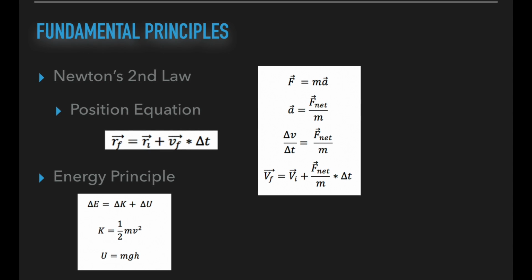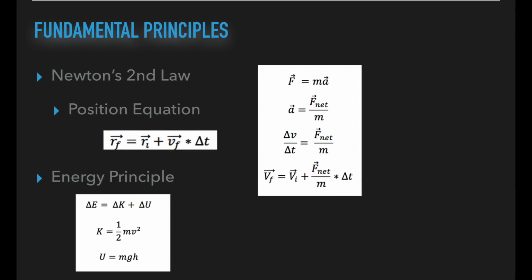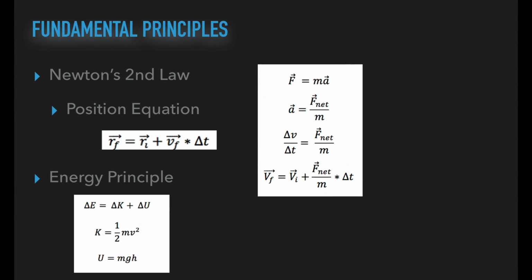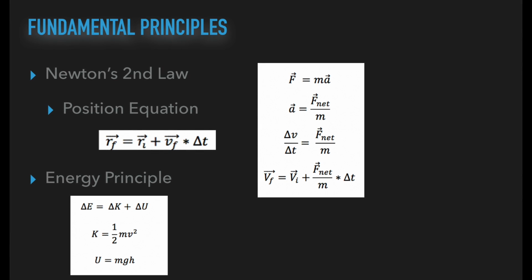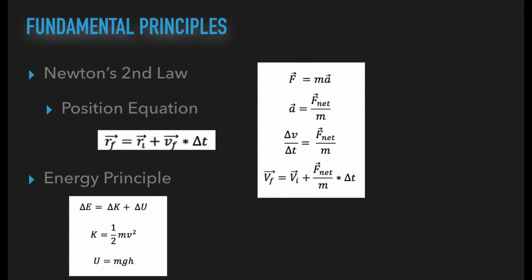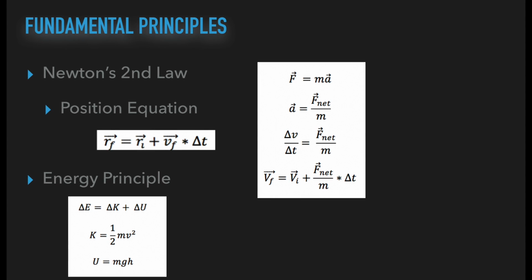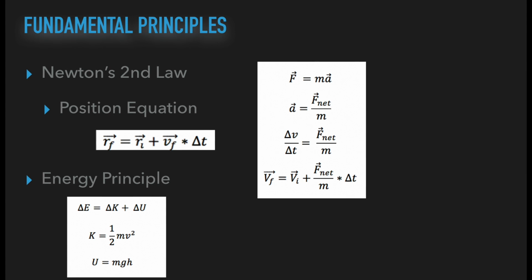The energy principle states that energy cannot be created nor destroyed. The change in energy is equal to the change in kinetic energy plus the change in potential energy. Kinetic energy is equal to 1/2 mass times velocity squared. The gravitational potential energy is equal to mass times gravity times the change in distance.